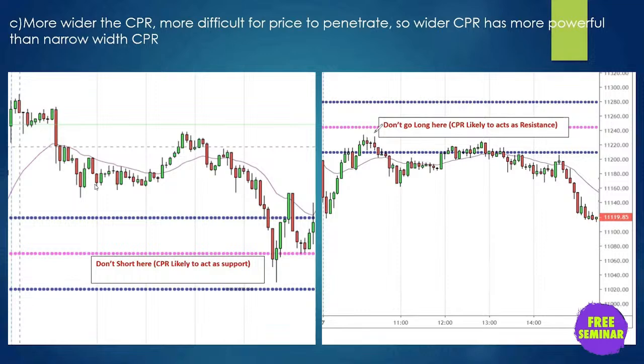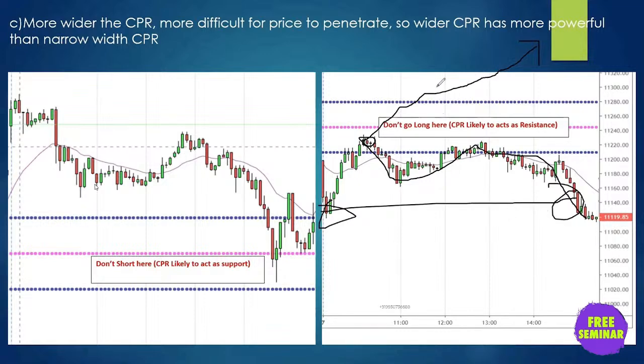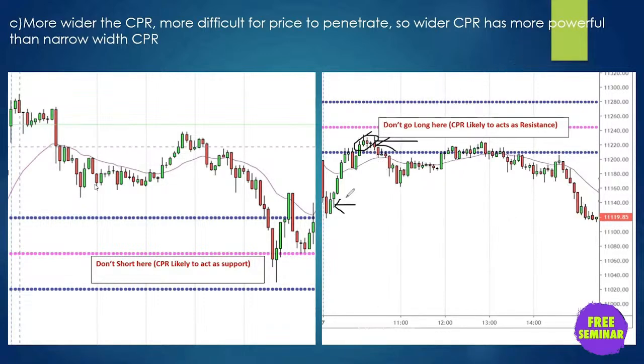Suppose you didn't exit, you expected market to go like this, then see what happened. You didn't book your profit here, it came down, again went up, and finally market reversed. It came back to the same place where you bought earlier. That means all your profit is gone. You entered long here. Once market came near the CPR, if you knew that you were supposed to take your profit there, then you would have made profit, instead of losing all the profit later on. So the wider the CPR, the stronger it is. Okay, that is the first thing.